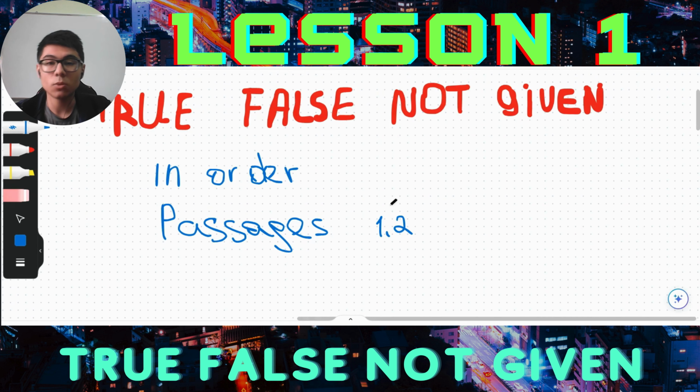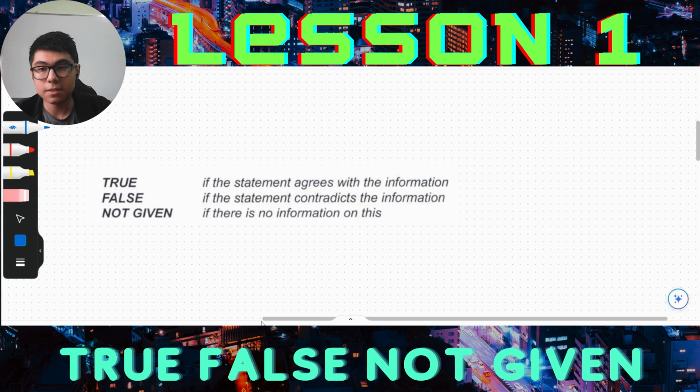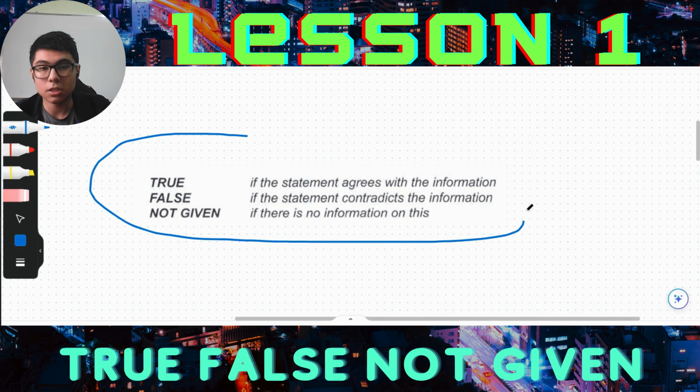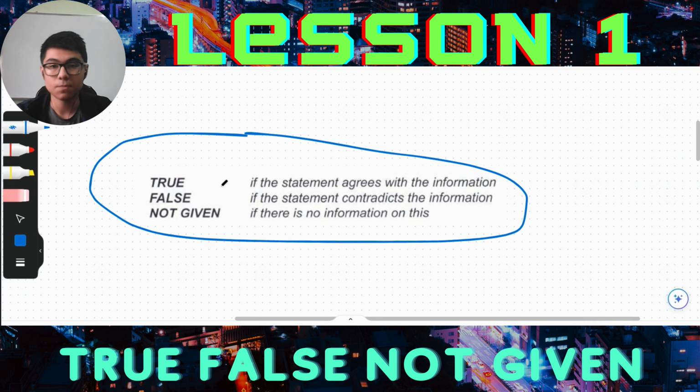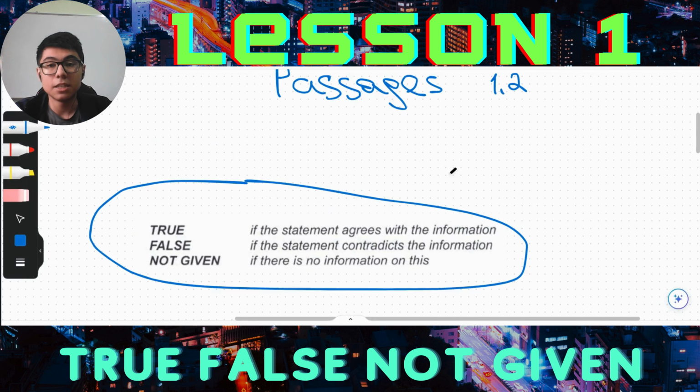Okay, so now it is so important that we can easily distinguish between true, false, and not given. So this is something that you see in all true, false, not given questions. True if the statement agrees with the information. What does that mean? If the passage says that it is true or right, then it's gonna be true. If the passage agrees with the information.